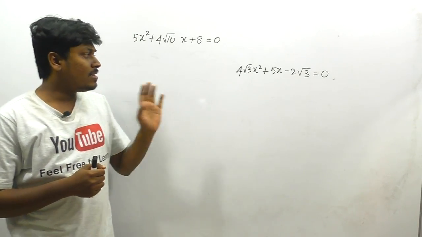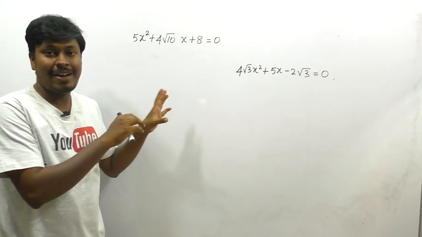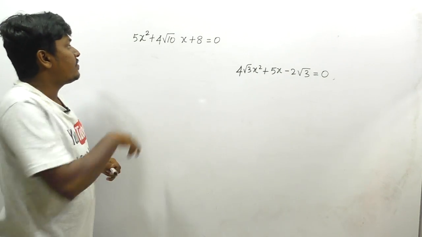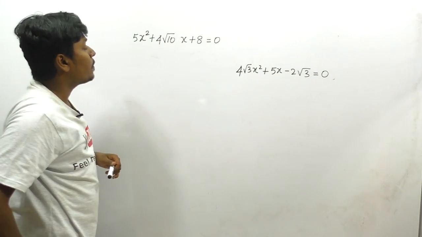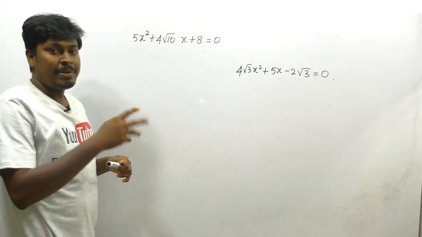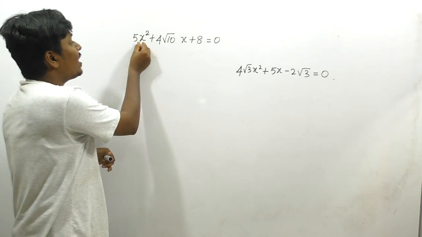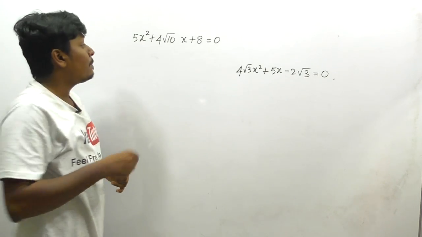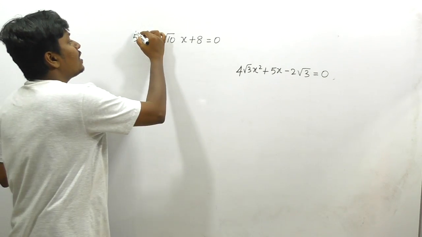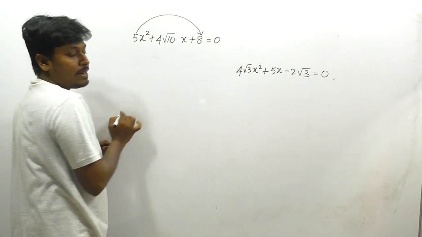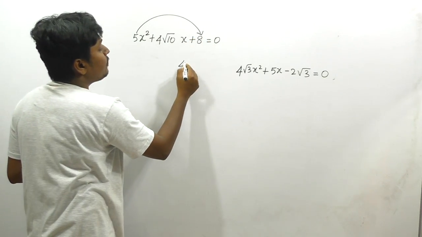Friends, in this question I am just going to teach you how to find the factors alone. 5x² + 4√10x + 8 = 0. Listen carefully. In the previous two sums, before x² we did not have any number. But in this case, before x² we have a number 5. So step number 1 is to multiply 5 into 8. So 8 into 5 will be 40.